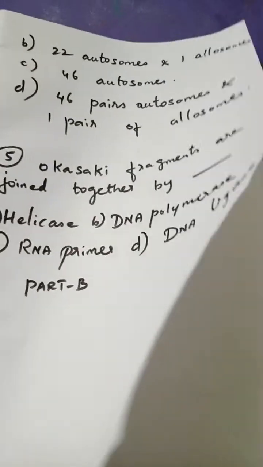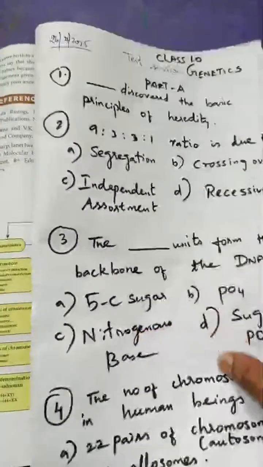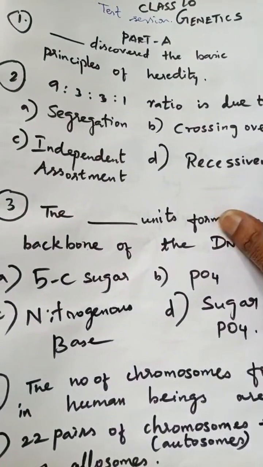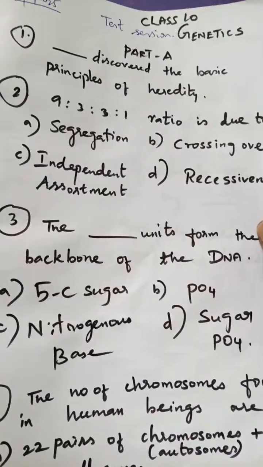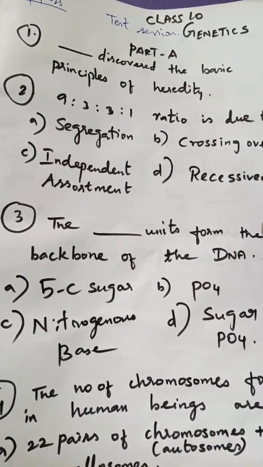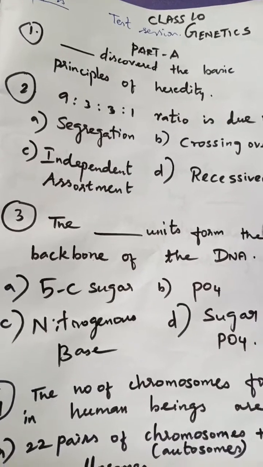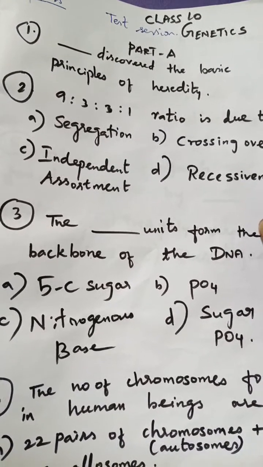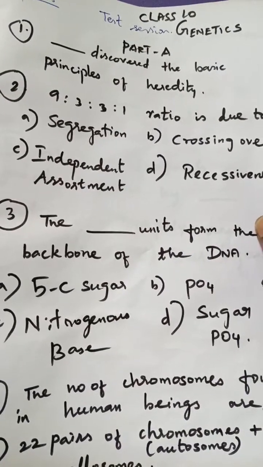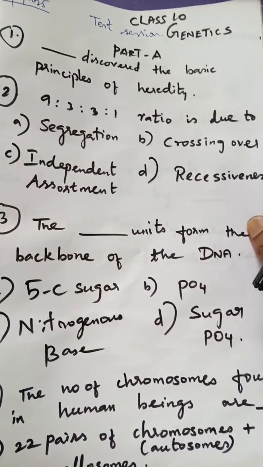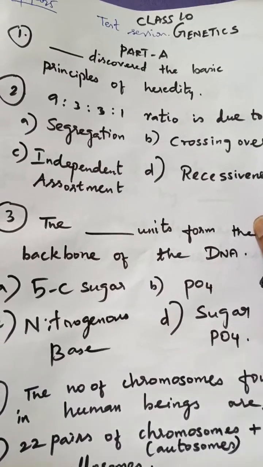What do you mean by the term heredity? Any idea? So heredity means what? It is the genetic information. It can be a physical appearance or genetical information. It's transmitted from one generation to another generation.